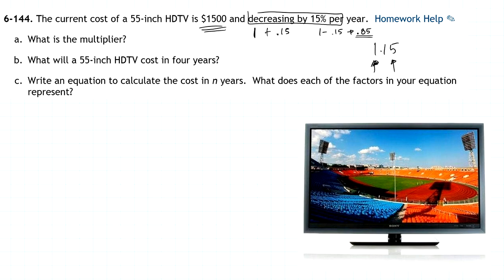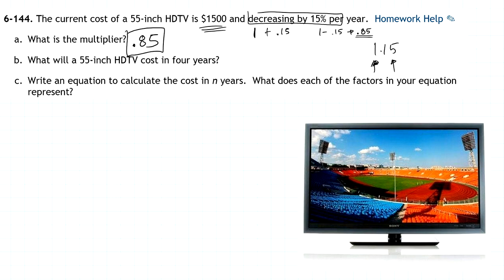So if I went forward in time to year one, this is year zero. I think I have my equation. So my multiplier here is 0.85, not 1.15. That would be if it was increasing by 15%. It's decreasing by 15%, so my multiplier is 1 minus 0.15.